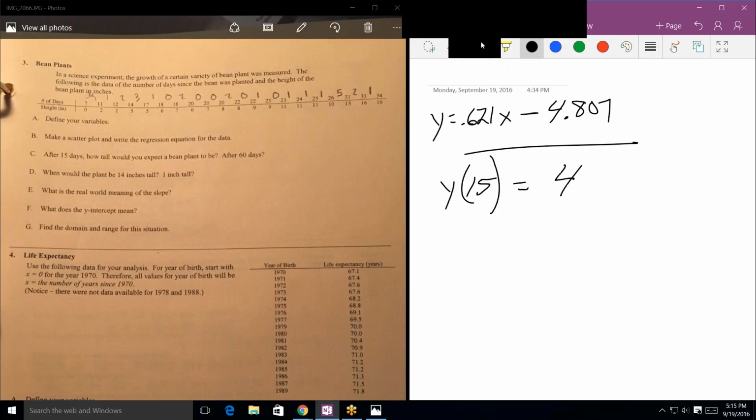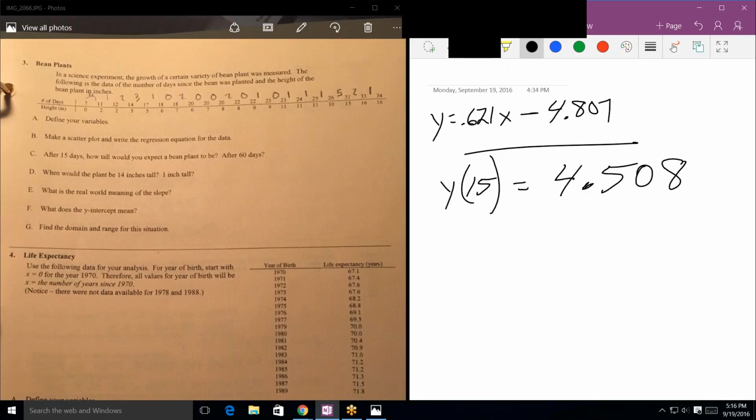4.508. So that's what you would expect. Now let's check and see if we're anywhere near. It doesn't have to be exact because remember these points are a scatter plot and we drew the line of best fit. So 15 is approximately there between 14 and 17. And so the height should be approximately there around 5, and it is.